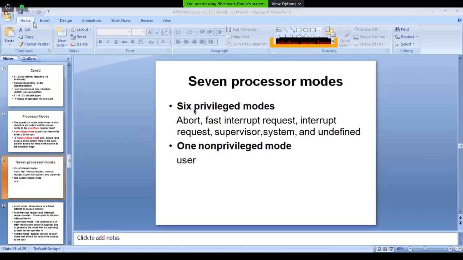The next mode of operation is called the fast interrupt request mode. Fast interrupt request mode implies that when the ARM core is going to entertain lots of peripheral devices such as UART, I2C, SPI, external interrupts, DMA controller, timers, counters, and any other kind of peripherals or devices.